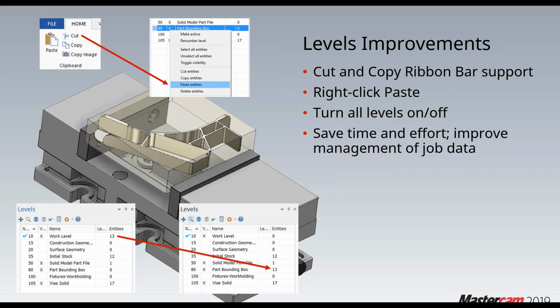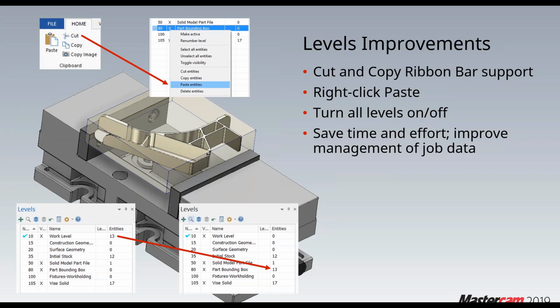We also updated a little bit the way all levels turn on and off. You have some control now too of turning off everything but the one you're right clicking on. So I suggest going into that levels manager and right clicking in there and seeing all the new options. And the copy paste also works between the ribbon bar function up there as well. On the home tab, very top left, you can copy and paste there as well.